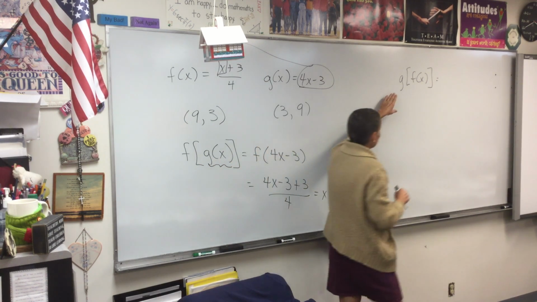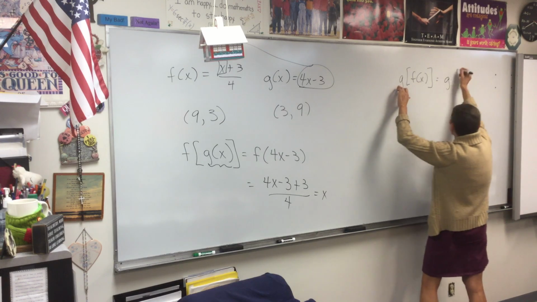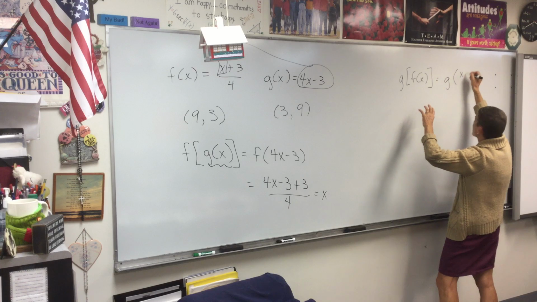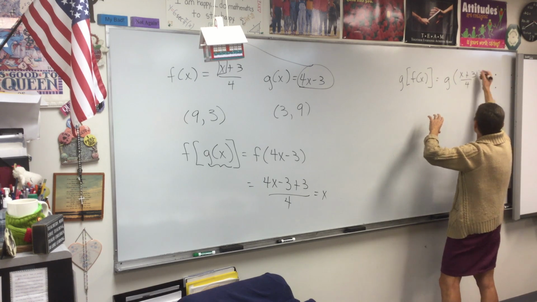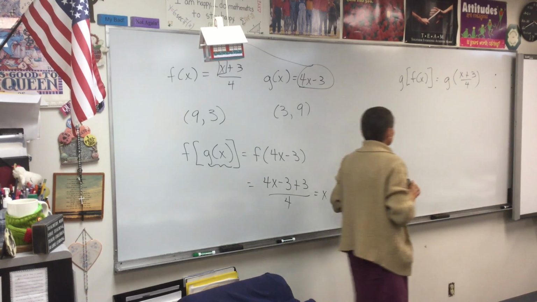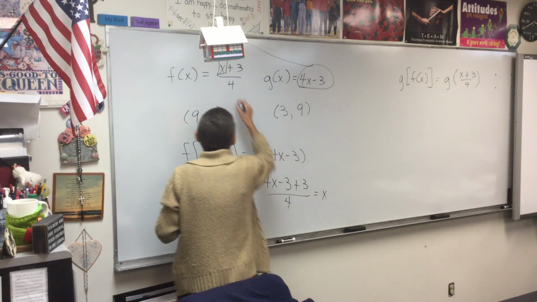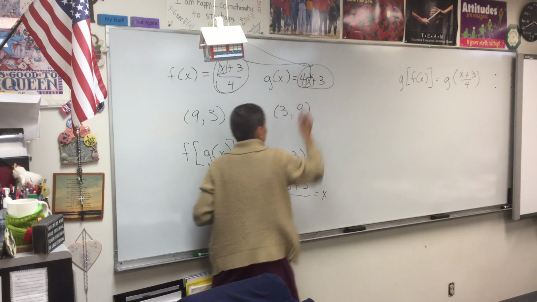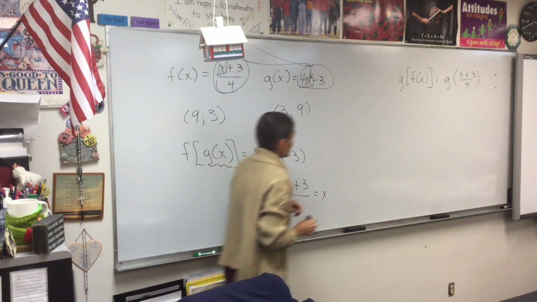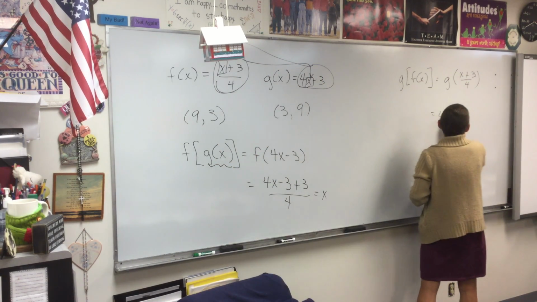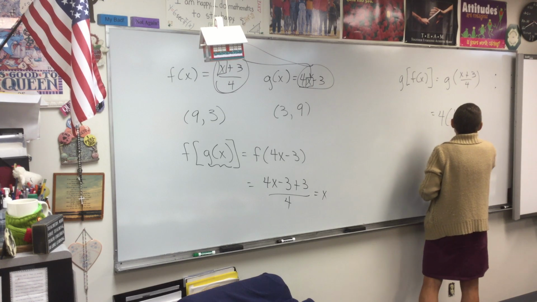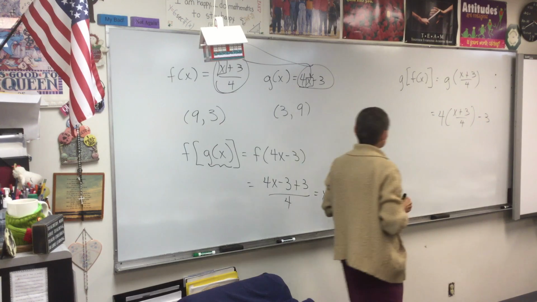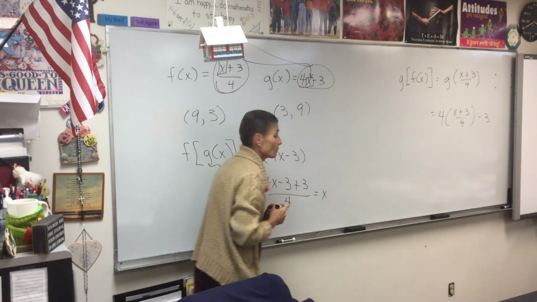All right, let's try this one. This means plug F into G. So we're going to find G of F. So now we're going to take this and plug it in here. So we have 4 times x plus 3 over 4 minus 3. What does that equal?